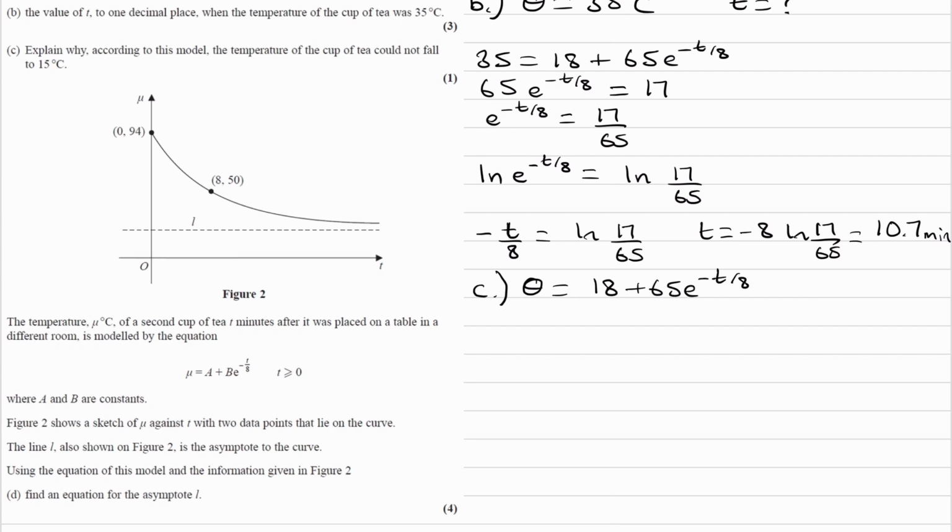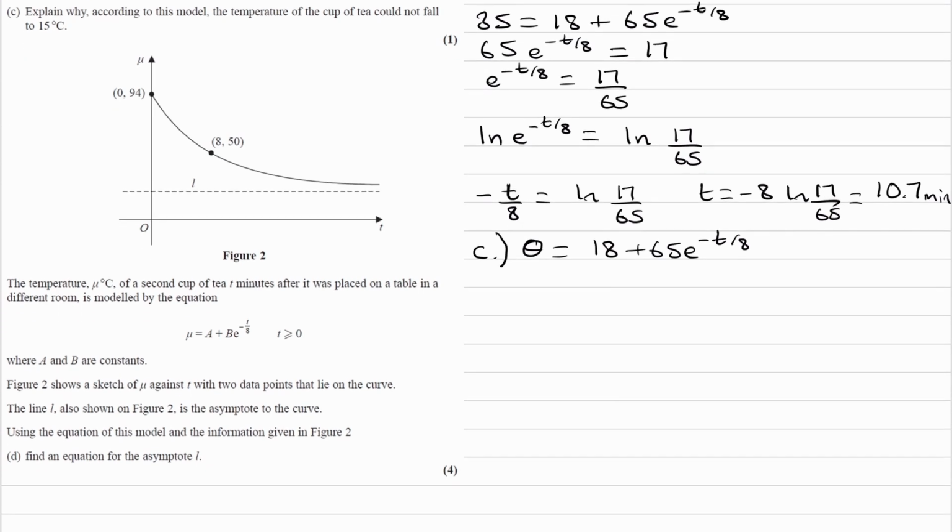So for this, we want to think about, what does a graph of this look like? Think about things like what happens when t gets bigger. Think about things like where the asymptote would be. And then hopefully you should be able to solve part C.